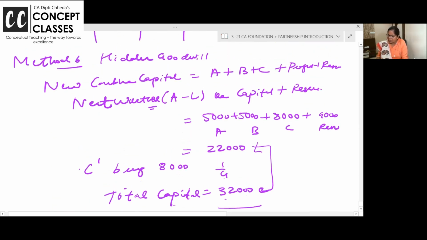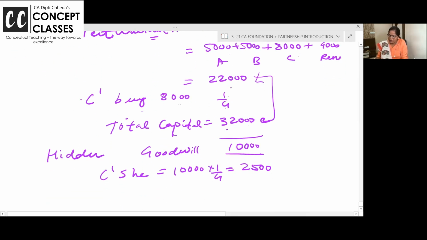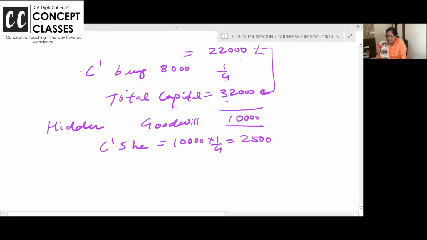फिर से देखो, A, B, C reserves मिला के the capital is coming 22,000. C brings in 8,000 as capital, 1/4 share, तो 32 लाना था, but it's coming only 22. Remaining 10 is hidden goodwill. And C का share तो है goodwill में 2,500.